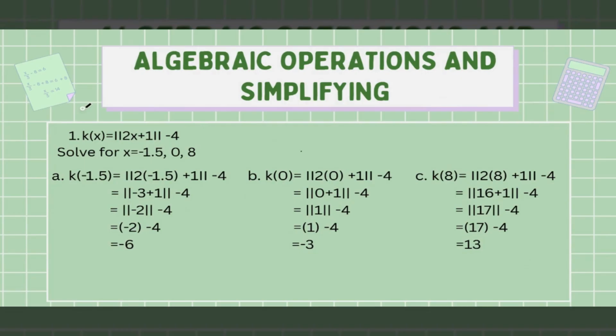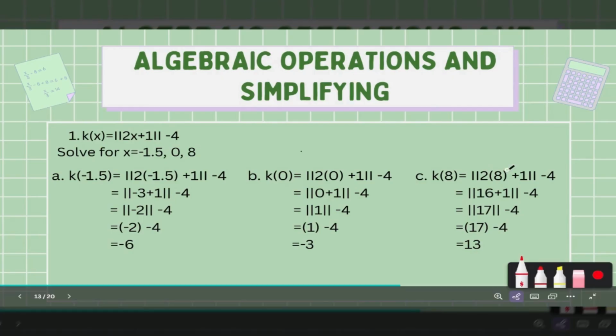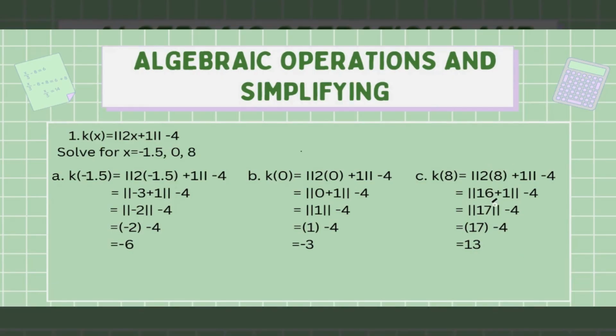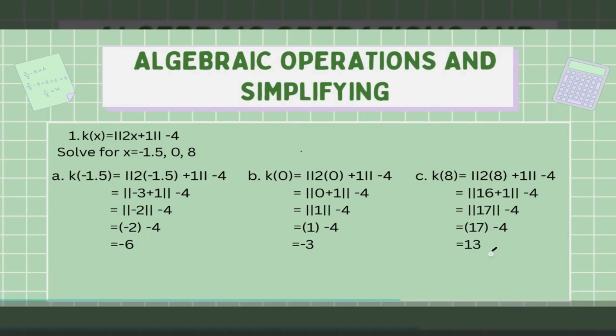Last one, we have k of x equals greatest integer of 2x plus 1 minus 4. We are looking at C. K of 8 equals greatest integer of 2 times 8 plus 1 minus 4. Here we have the same procedure. 2 times 8, 16, plus 1, 17. 17 is already an integer, so we don't have change. It equals 17. 17 minus 4, 13. And that's how we get our results.